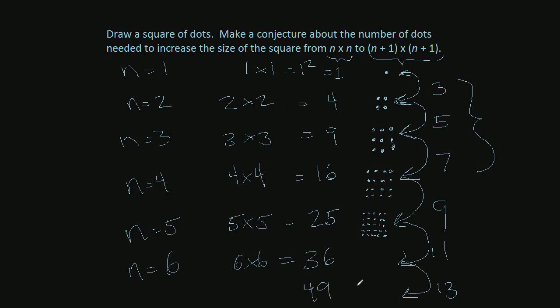So 49 dots is what it's going to take to be the next one, and then it's going to be 15 more dots, running out of space here. And basically that's the sequence. It's going to be odd numbers. So the odd numbers in the sequence are how many more dots each square is going to need to become the next square.